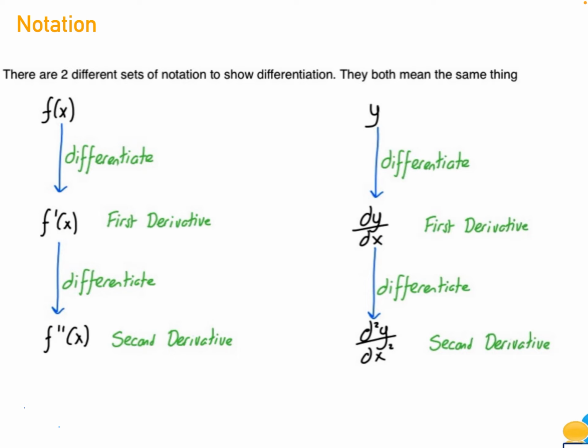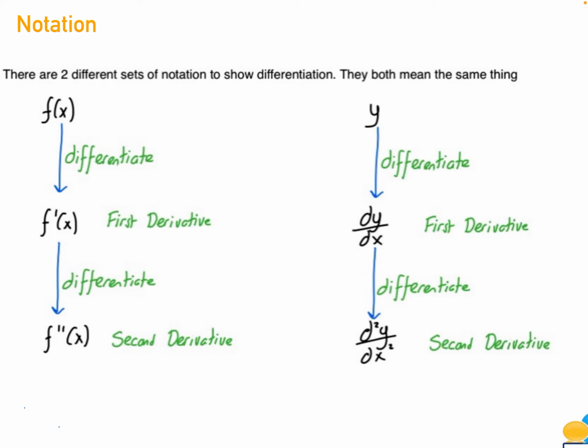Or if they call the function y. Okay, so if you have y is equal to 2x squared plus 4x plus 7, and you differentiate that, you'll get your first derivative again, and that will be called dy dx. If you differentiate it again, you'll get d squared y dx squared. Okay, people find that a little hard to remember at the start, the d squared y dx squared, so write it down a couple of times, you'll get used to it very quickly.